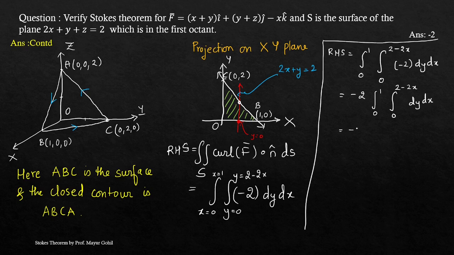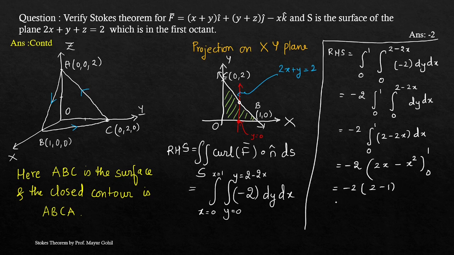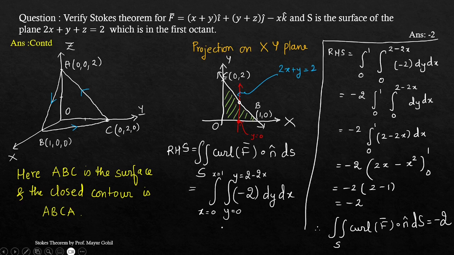When we integrate this, we get minus 2 integral 0 to 1. Now see, no variable is there, so the answer is going to be upper limit minus lower limit. So 2 minus 2x dx is the term that you will get. And here there is minus 2 multiplied by the integration of this. So 2x minus x square, 0 to 1. So here it is going to be minus 2 into 2 minus 1. Answer is minus 2. As I have already said, minus 2 is the answer. So therefore we have got the answer for double integral over S curl f bar dot n hat ds, answer is minus 2. Okay, so this is what is required.